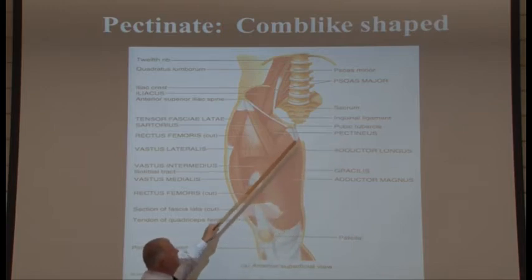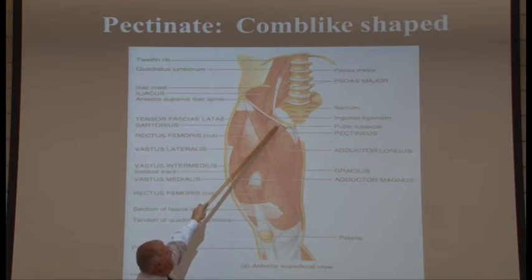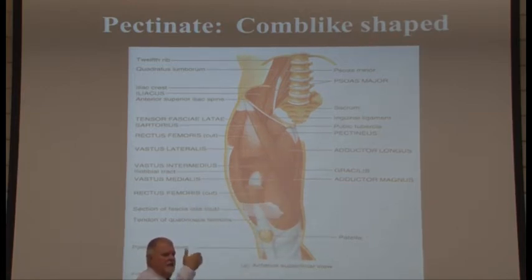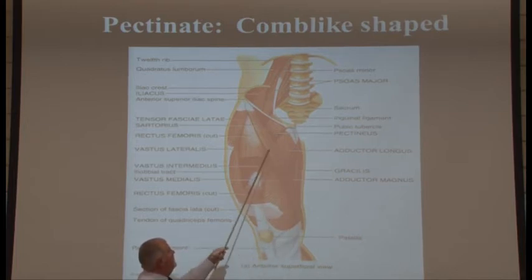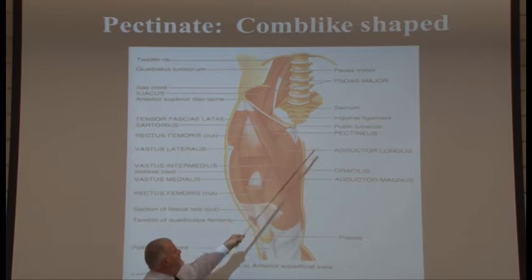So the pectinate muscle, which is comb-like, is a groin muscle, so the pectineus. And it is going to originate on the pubic bone and the superior pubic ramus right here. And it's going to cross to a line on the femur, which is actually called the pectineal line, where it attaches. And so it crosses the groin area. And it's a muscle that if you overstrain it, creates quite a bit of groin pain.